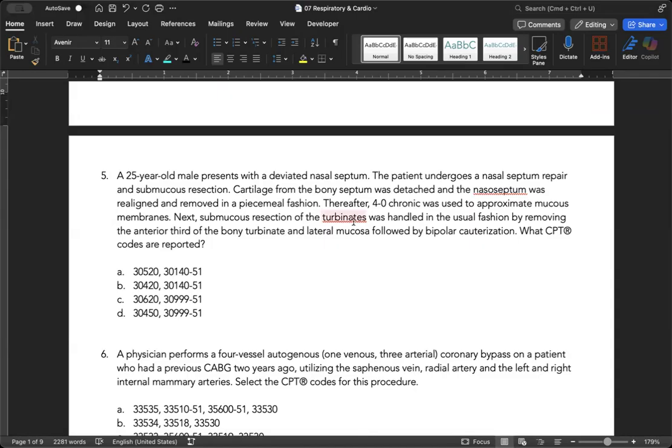So we did anterior turbinate. Saw it in here. Where did it go? Yep, here we go. So we did the anterior third of the bony turbinate.